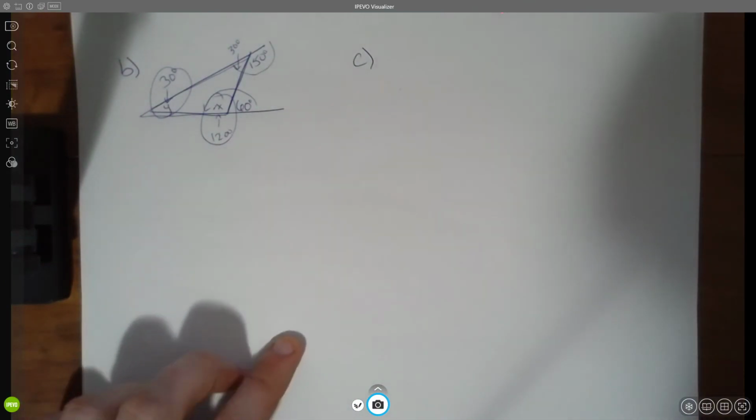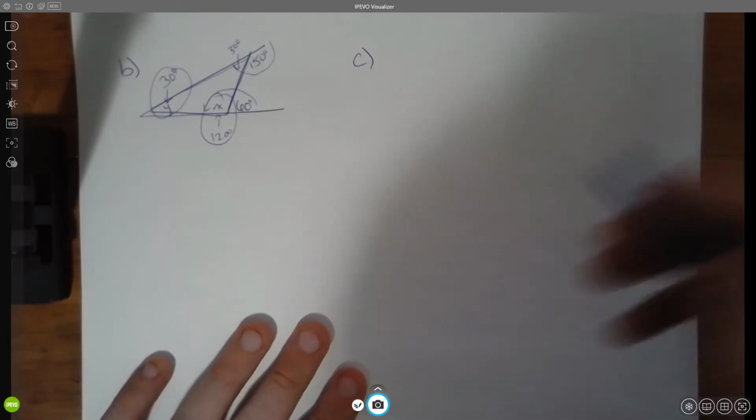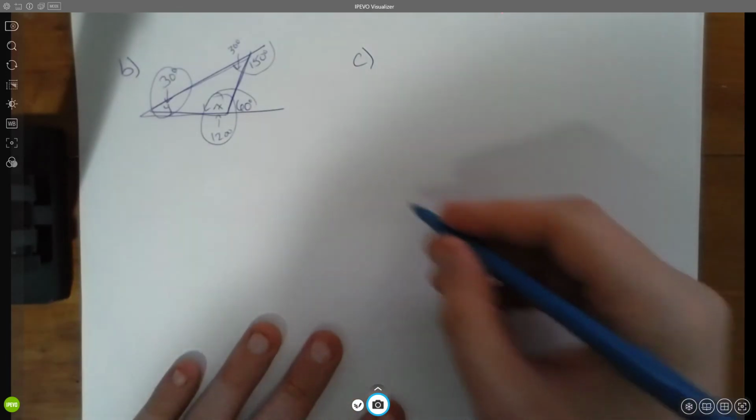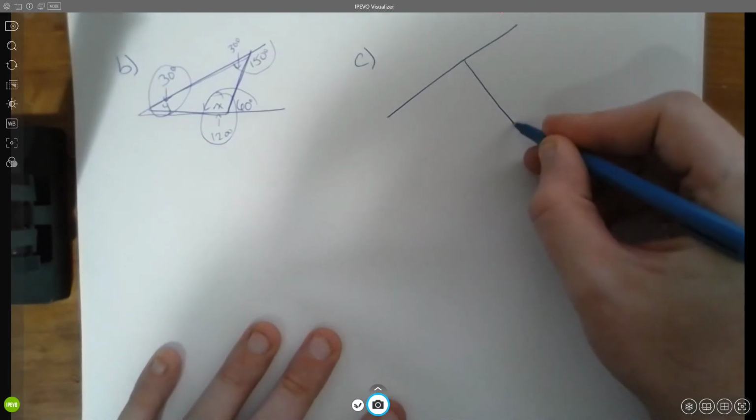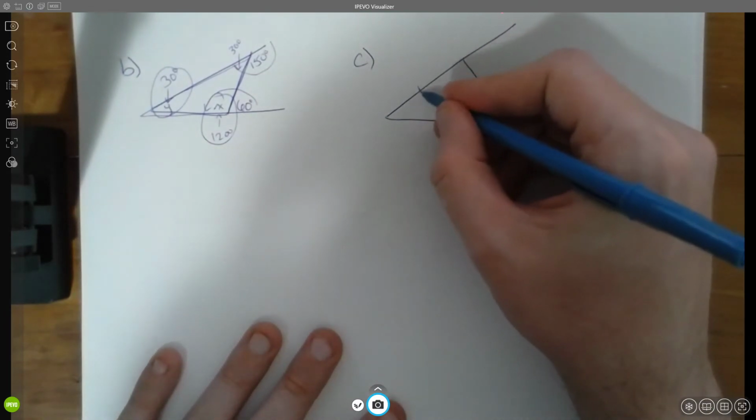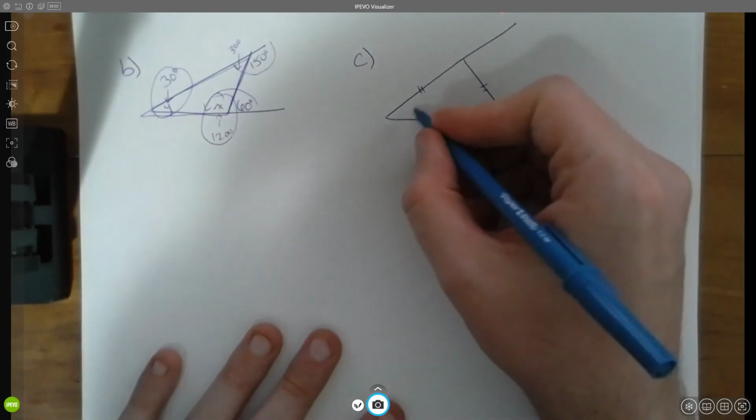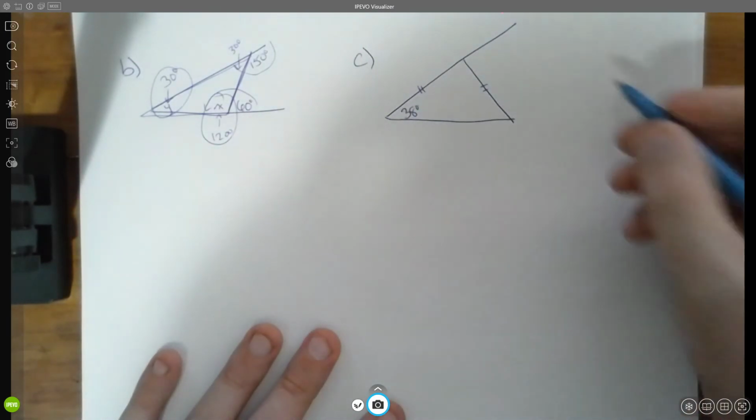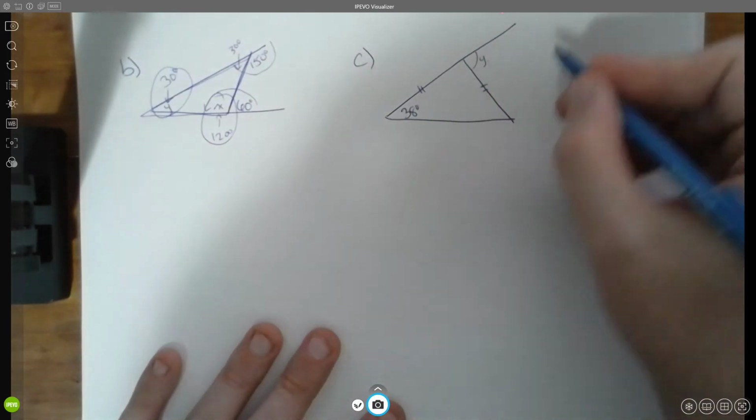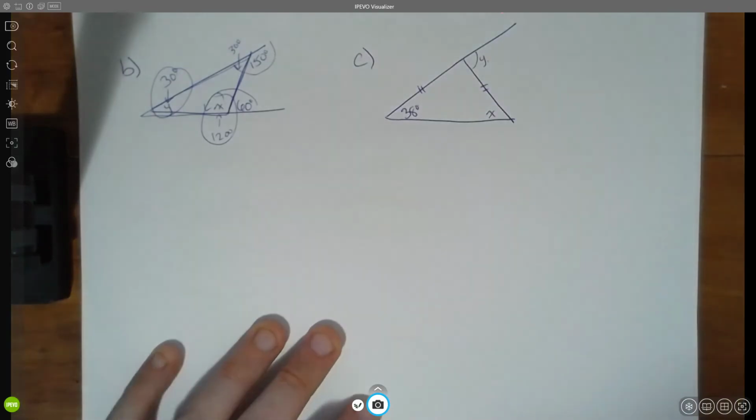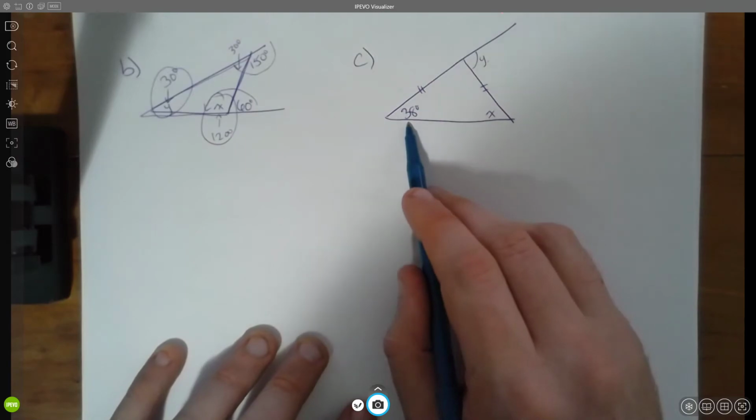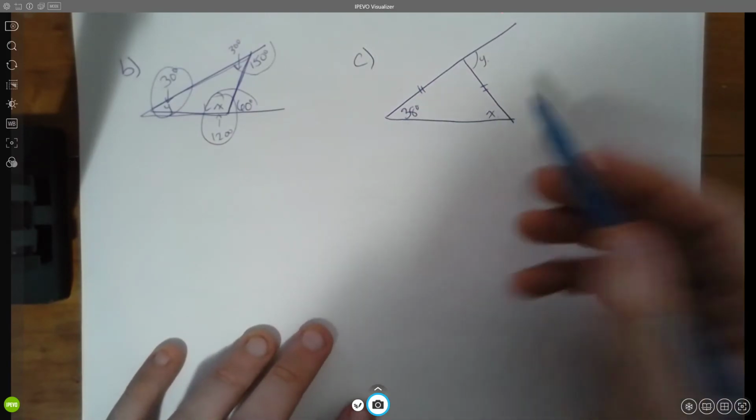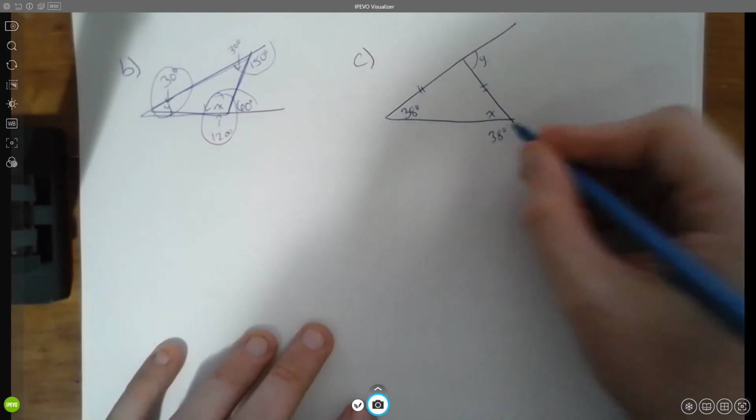C. This time we're told that it's an isosceles triangle, by the lines that are put here on the side. This is 38 degrees. We're asked to figure out this y, and we're asked to figure out this x. Well, the x is nice and easy because it's an isosceles triangle. Because it's an isosceles triangle, if this is 38, this has to be 38 degrees.